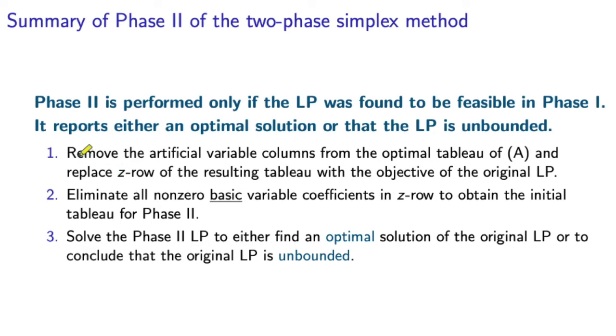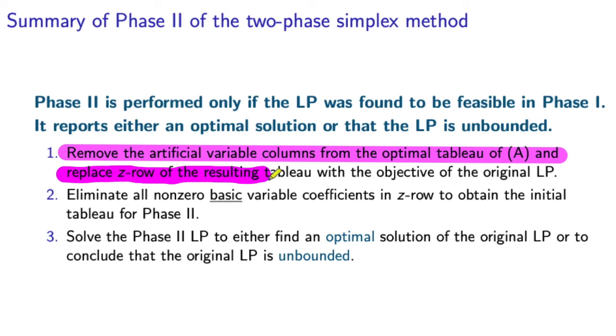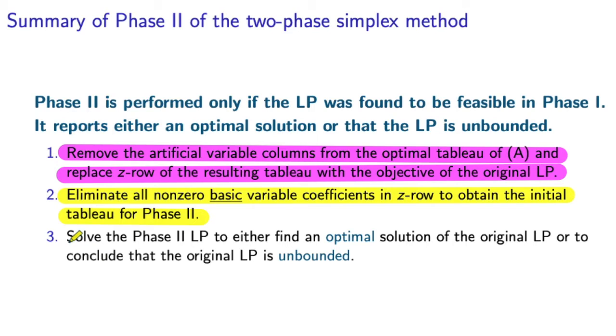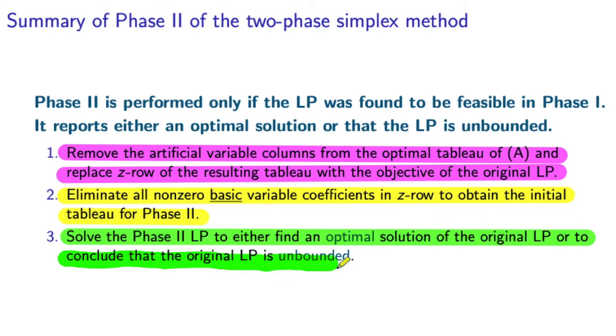Correct. So, we start setting up the phase 2 tableau by removing the artificial variable columns from the optimal tableau of the auxiliary problem. Then we replace row 0 of the resulting tableau with the objective of the original LP. After that we eliminate all non-zero basic variable coefficients in row 0. And finally, we solve the phase 2 LP using the simplex method. The simplex will lead us to either an optimal solution or to the conclusion that the LP is unbounded.